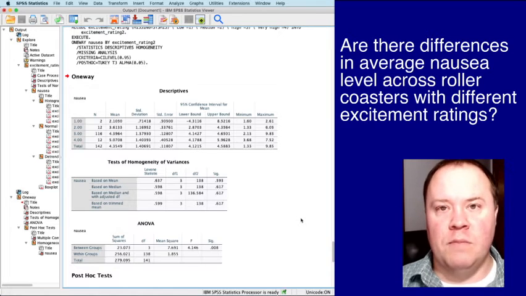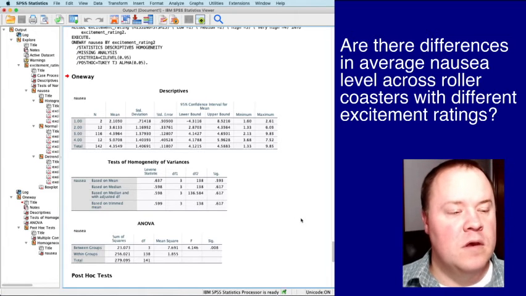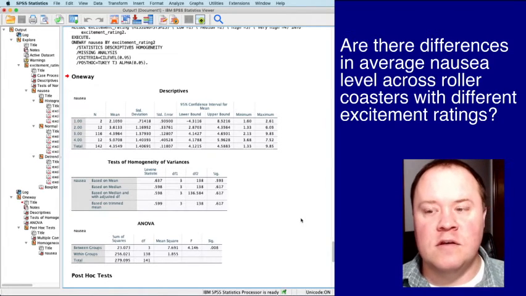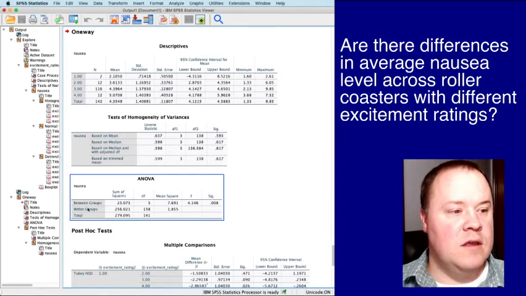So when we look at our post hoc test in a minute, we can look at where it says variances are equal, variances are assumed. And we picked the Tukey's as the pairwise comparison. So then we look at the Anova table.